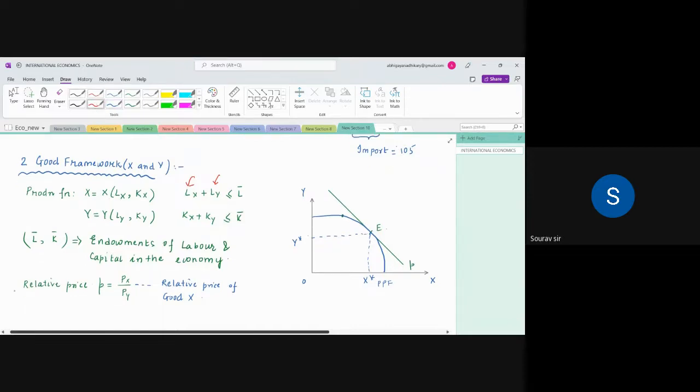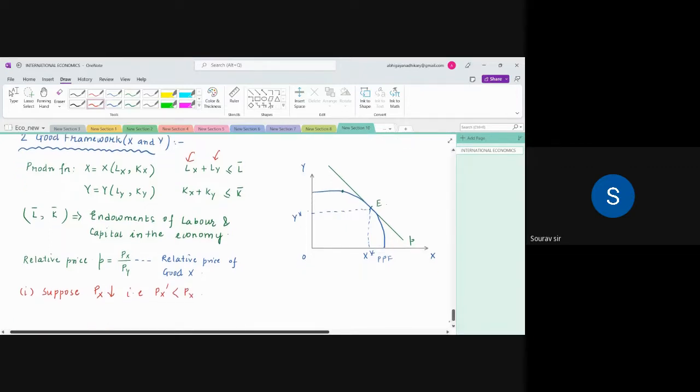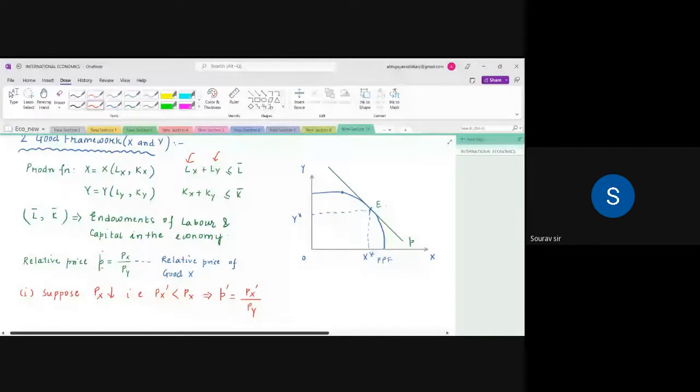Now, let us take a particular case. Suppose Px falls, that is, we have Px dash lesser than Px. So what will be my new price level? Let's say that is P dash, which is Px dash by Py. Correct? Now tell me, Pracheta, what is happening? Is this P dash greater than this small p? It will be less than the small p.